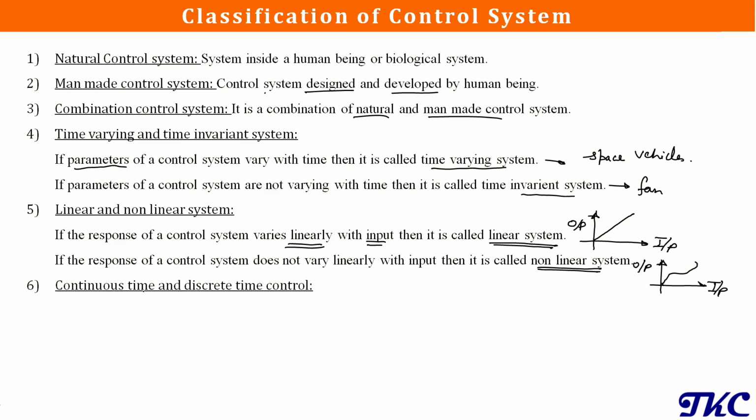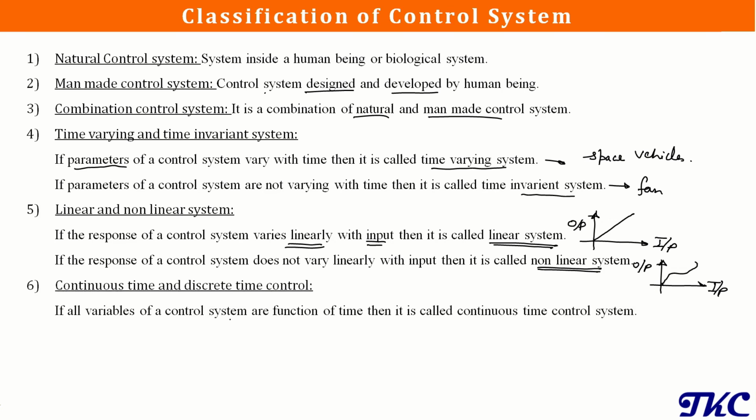Next, we are having continuous time and discrete time control system. In a control system, if all variables are functions of time, then that type of system is called a continuous time control system. That means at any time you will be getting a particular value for the variables of the control system.